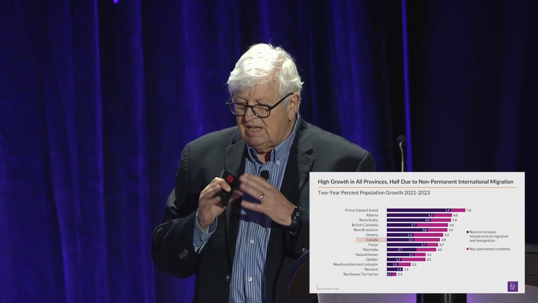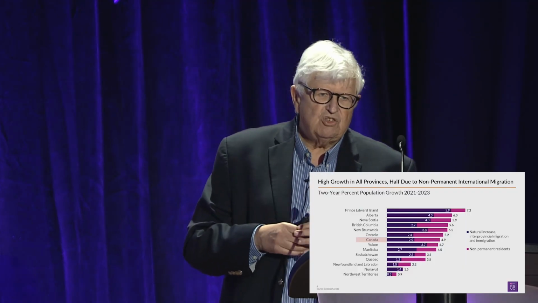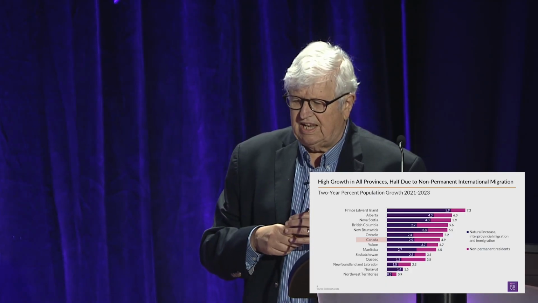One, the big non-permanent resident or temporary resident component, and the rest, which is basically immigration, interprovincial migration, and a little bit of natural increase. Natural increase, that is the excess of births over deaths, really is not an issue anymore in population growth. We're balancing out births and deaths. And you can see a couple of things on this chart.